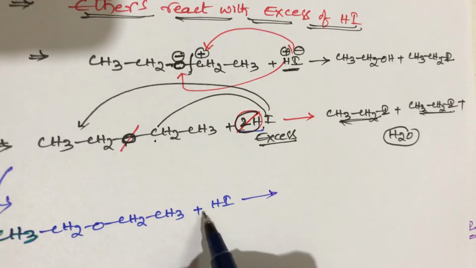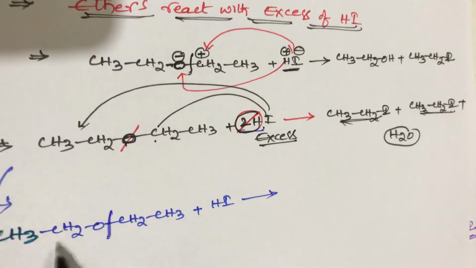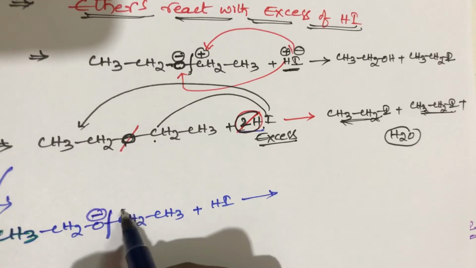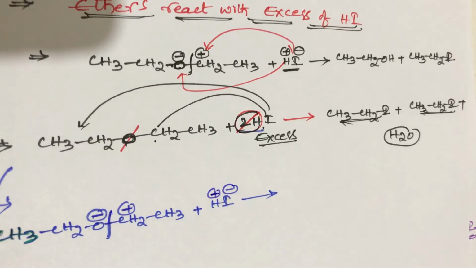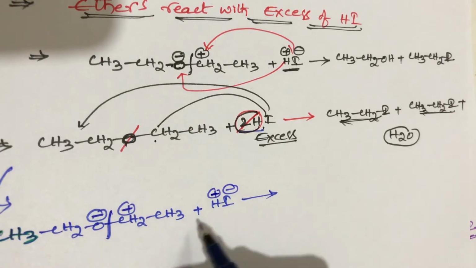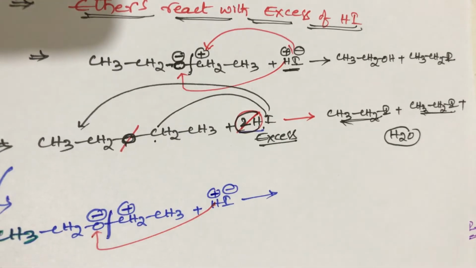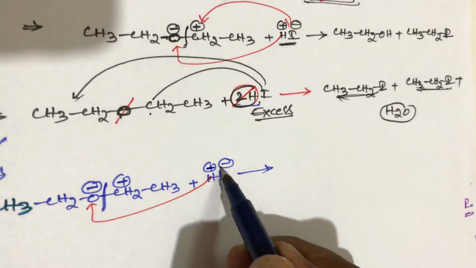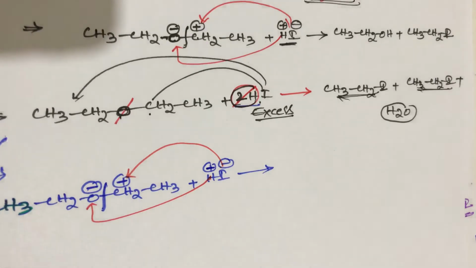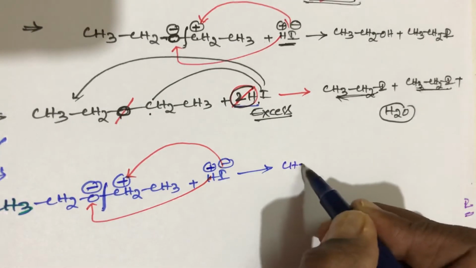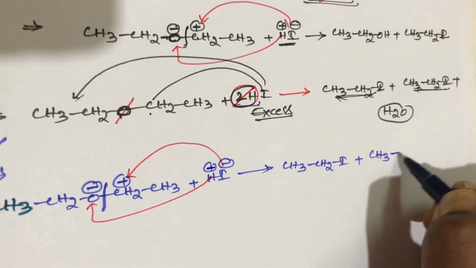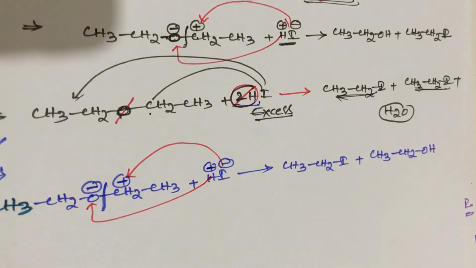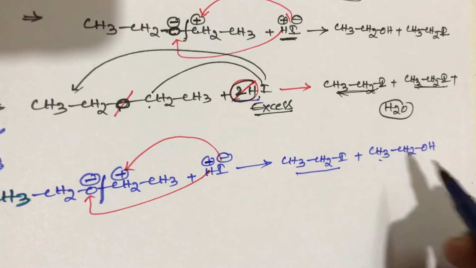In the first step, with hydroiodic acid, bond cleavage occurs between oxygen and carbon. The oxygen gets a negative charge and the carbon gets a positive charge. In hydroiodic acid, H plus and I minus, this H plus attacks the negative charge side and this I minus attacks the other side. So one product is ethyl iodide and another is ethyl alcohol.